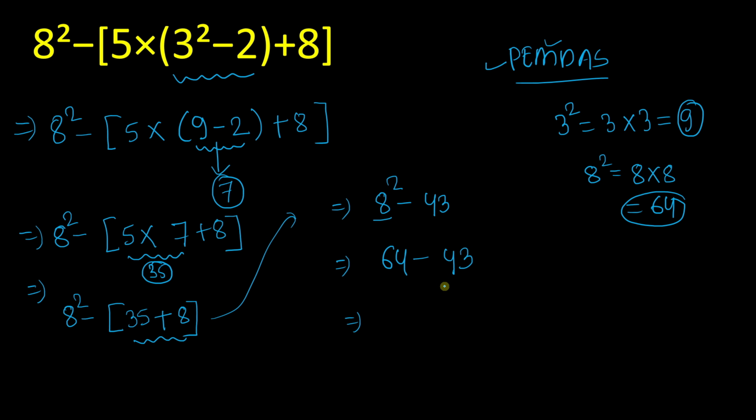And to get the final answer, we have to subtract 43 from 64, and we will get 4 minus 3, that will be 1, and 6 minus 4 will be 2, that is 2.